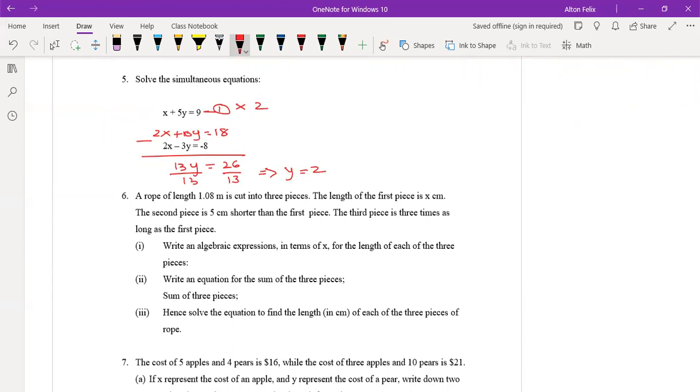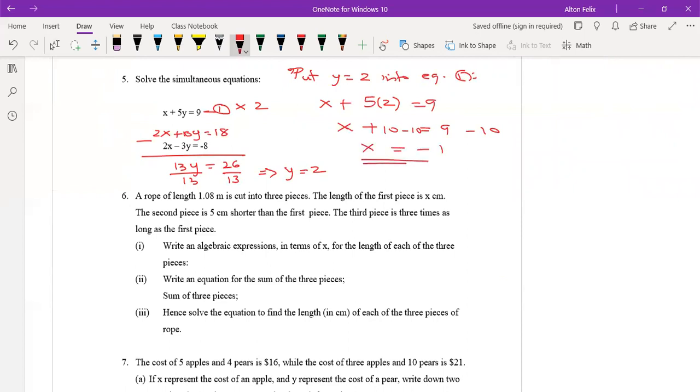Now, once you know the value of y, you can go back to equation 1 and substitute y equal to 2 into equation 1. Now, let's solve. So if y is 2, this equation becomes x plus 5y, which is 5 times 2, equals 9. Is that 9? Yes. So you have x plus 10 equals 9. So we're going to subtract 10 on both sides. So you end up with x is equal to minus 1. So those are your two values: x equals minus 1 and y equals 2.